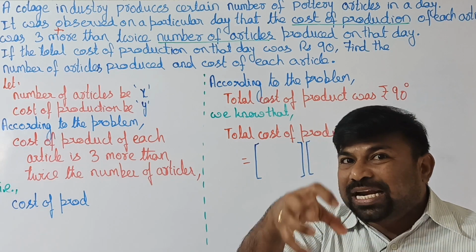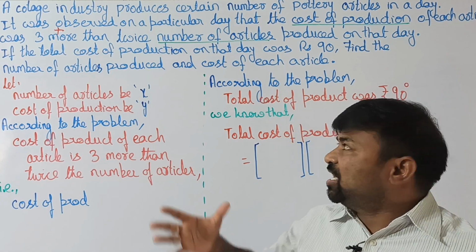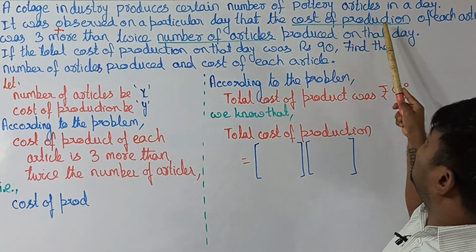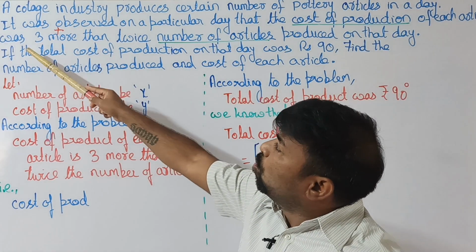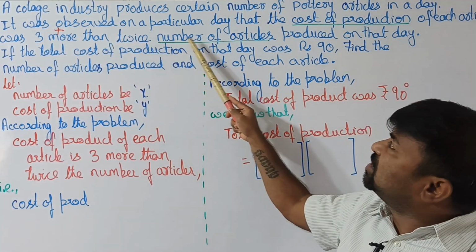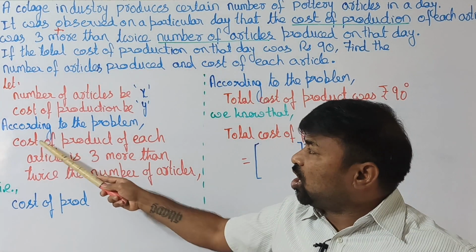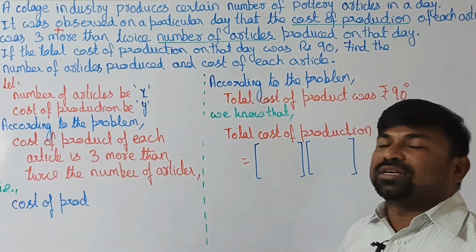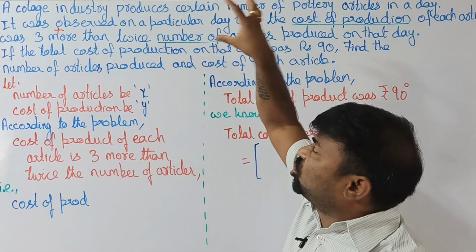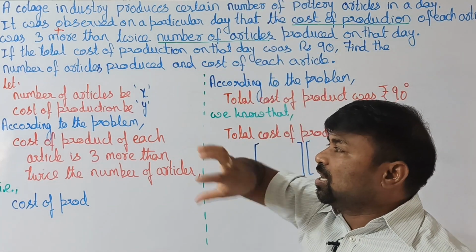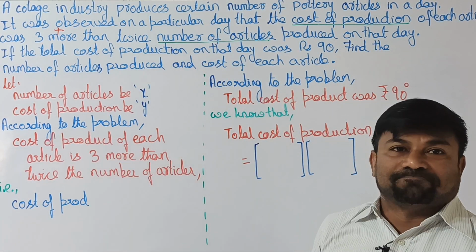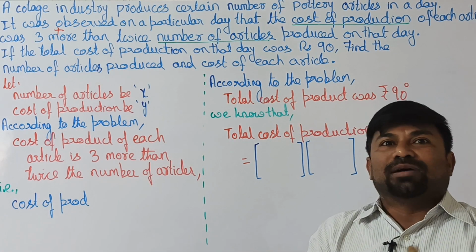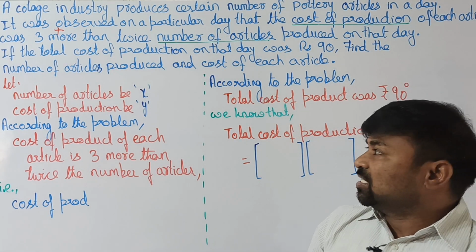Now let's use relation 1. What is the relation he has given between x and y? This is what the sentence said: the cost of production of each article is 3 more than twice the number of articles. I just took it from the question and plugged it in here. Now convert that sentence into symbols.